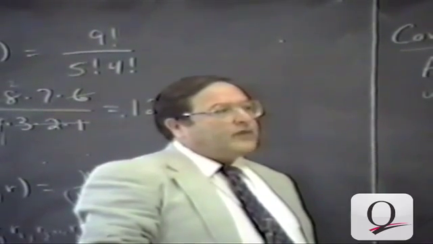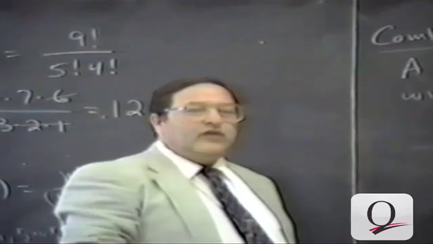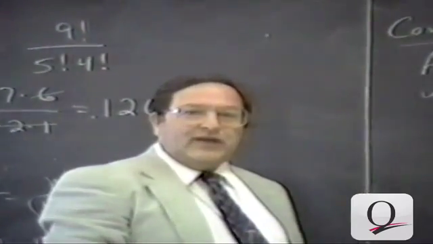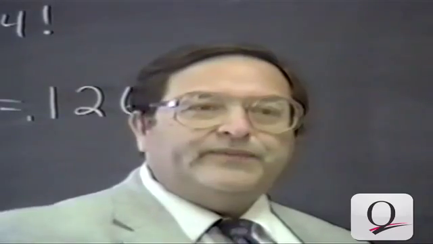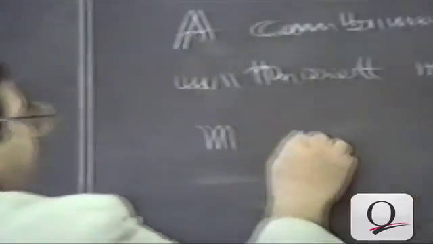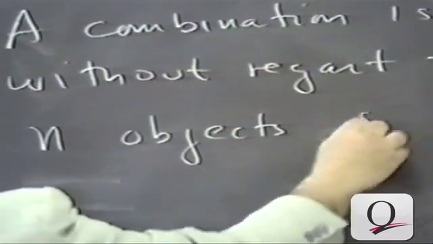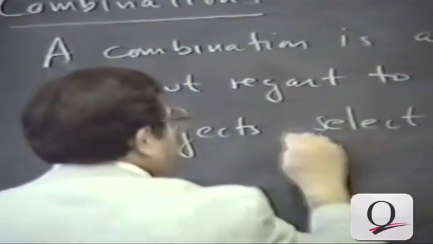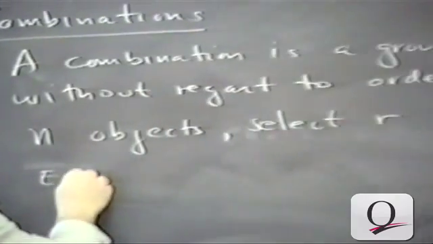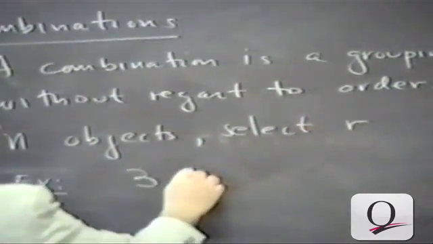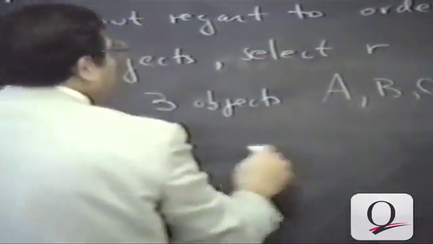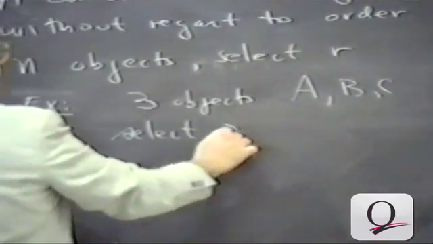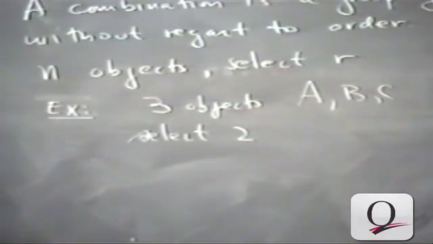Now, in a combination, usually you choose r out of n. Again, you have n objects, and again, we assume they're distinct. And you want to make a selection of r objects, but you don't care how they're permuted. So we have n objects. Select r. For example, 3 objects. Let's call them A, B, C. Select 2. How many ways could I do that?